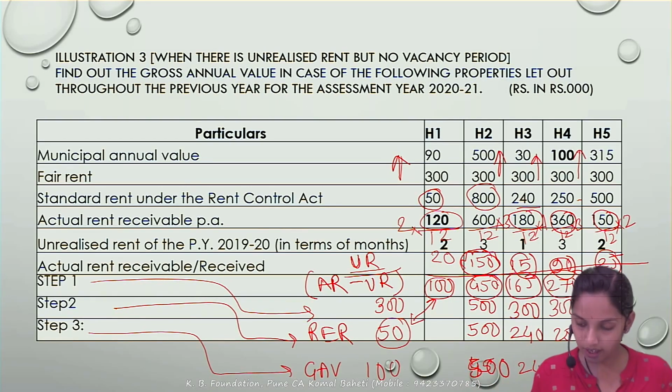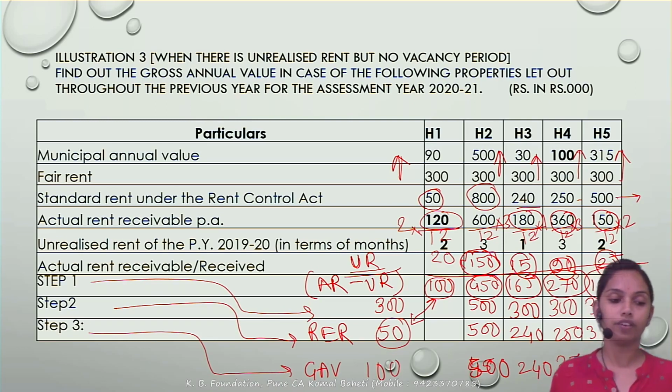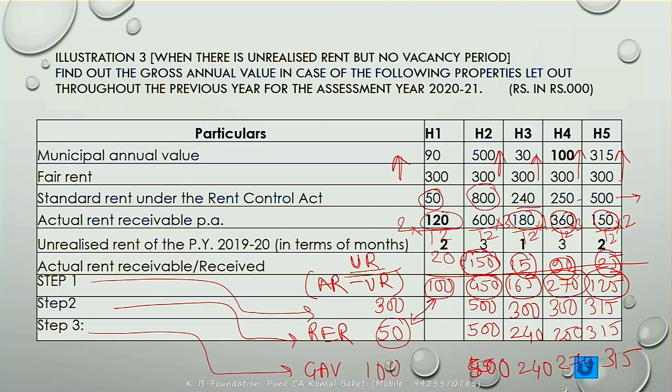Next, the last one. It comes to 315 or 300, whichever is higher. So it is 315. That is to be compared with the standard rent of 500, whichever is lower. So 315. That is to be compared with 125, whichever is higher. So the GAV would become 315. In the last case, the GAV is 315, through higher, lower, and again higher. Are you clear how to treat the unrealized rent?